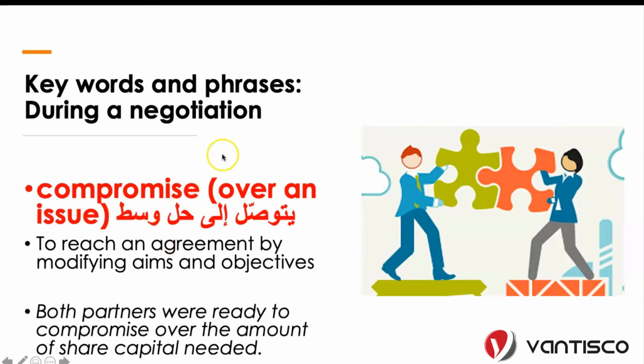compromise من بعدها بنستعمل preposition over. compromise over an issue يعني يتوصل إلى حل وسط. To reach an agreement by modifying aims and objectives. نعمل compromise من بعد ما نضيف على الأهداف اللي عنا. مثلا both partners were ready to compromise over the amount of share capital needed.